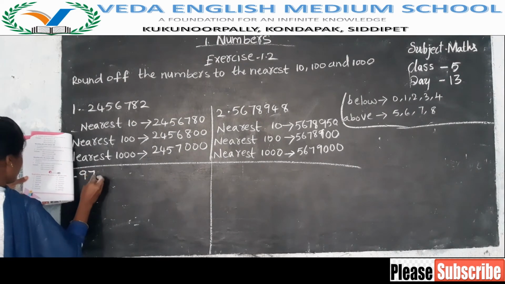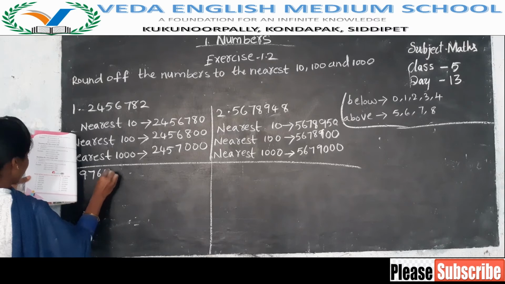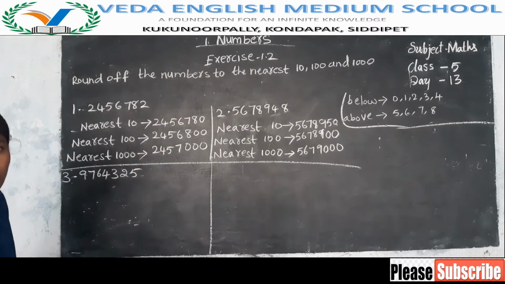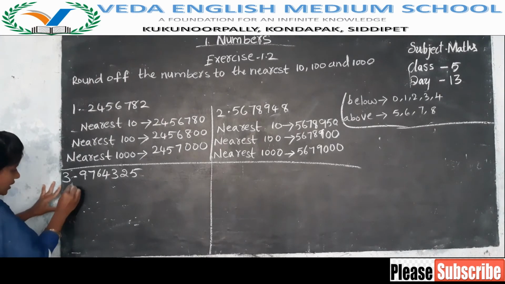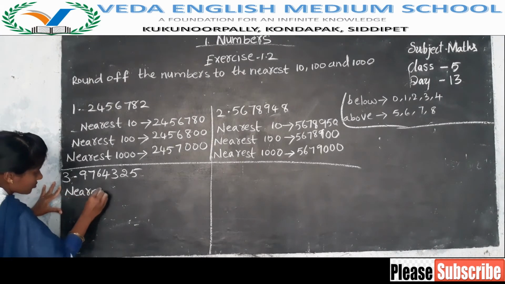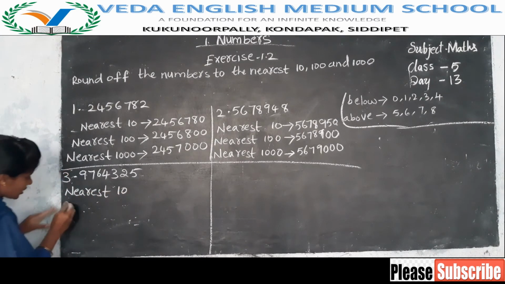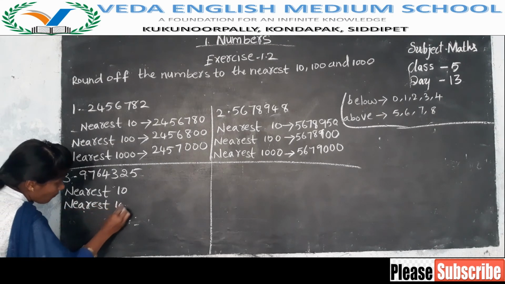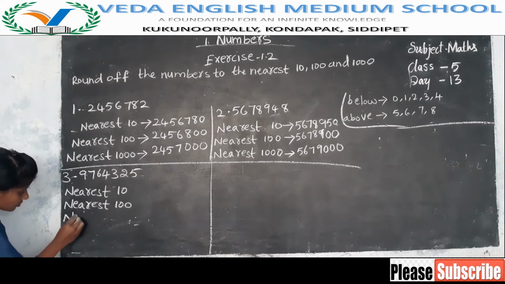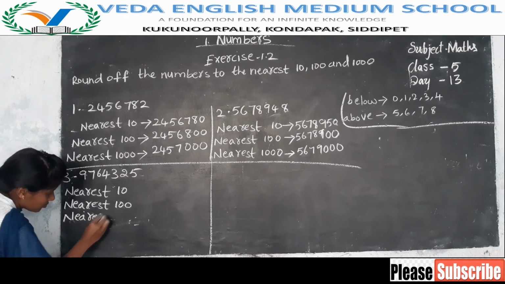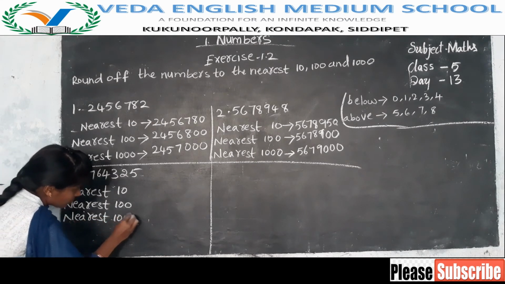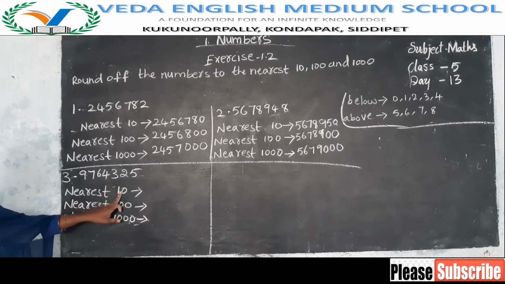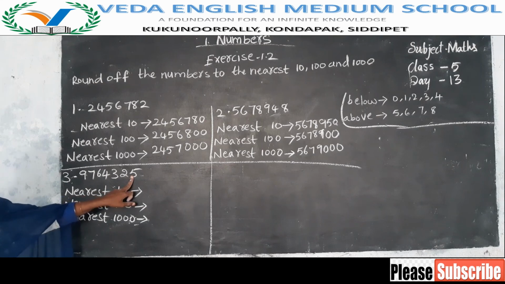9, 7, 6, 4, 3, 2, 1. Nearest 10, nearest 100, nearest 1000. Now, nearest tens. Now, nearest tens means which place value we have to check?